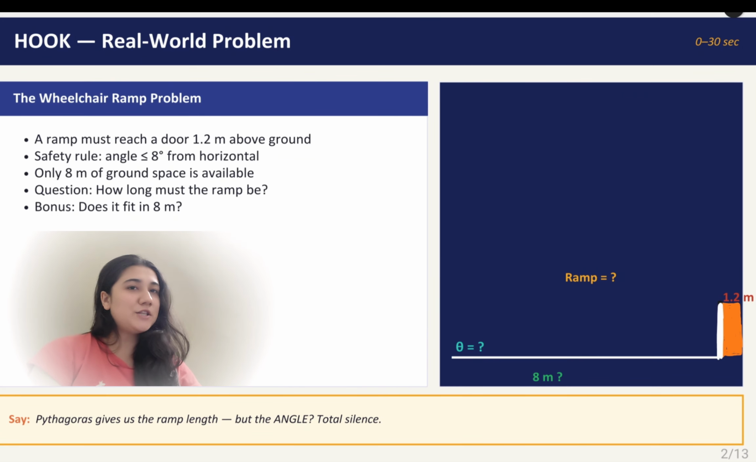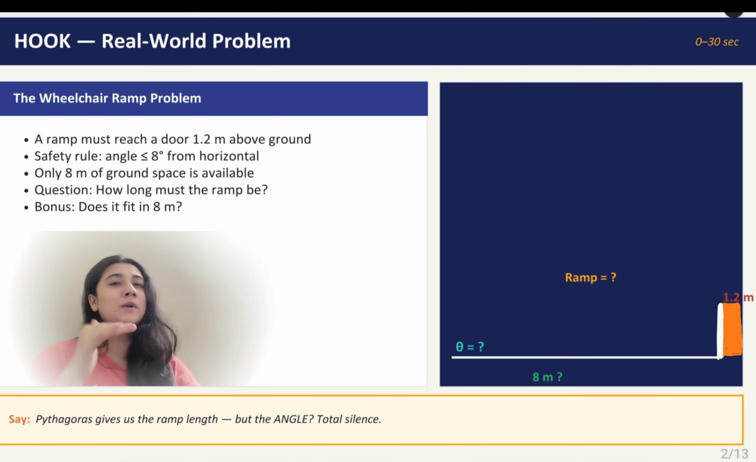You are designing a wheelchair ramp for a building. The ramp has to reach a door that's 1.2 meters above the ground level. Safety rules say that the angle of the ramp cannot exceed 8 degrees. How long does the ramp need to be? And does it fit in the available 8 meter space on the ground?